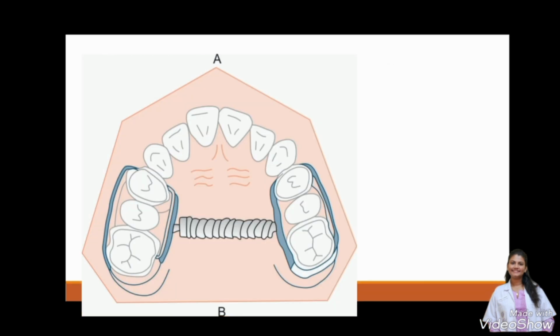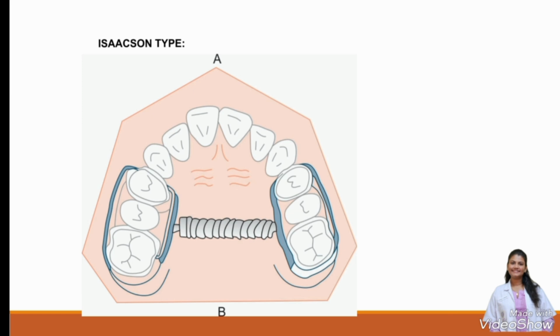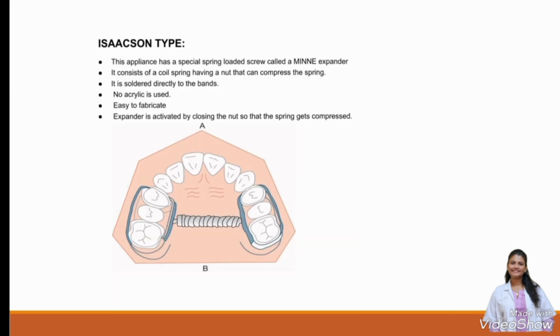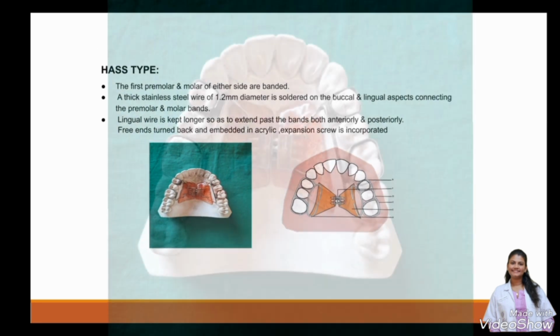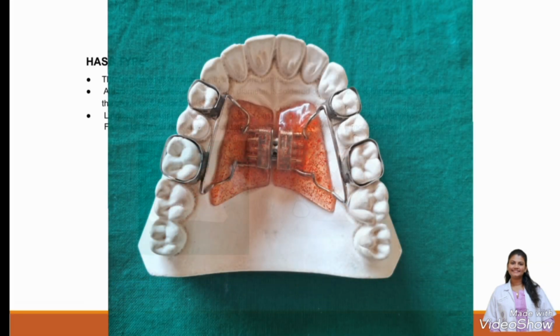Isaacson type, this is tooth borne appliance. This appliance has a special spring loaded screw called Minne expander, which was given by University of Minnesota Dental School. It consists of coil spring having a nut that can compress the spring. It is soldered directly to the bands. No acrylic is used, easy to fabricate. An expander is activated by closing the nut so that spring gets compressed, as we can see in the picture below.